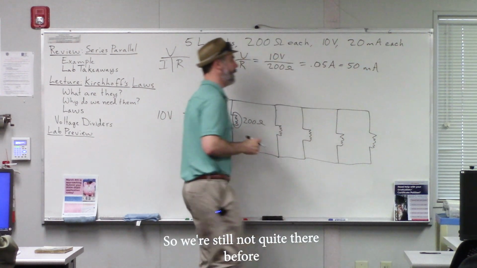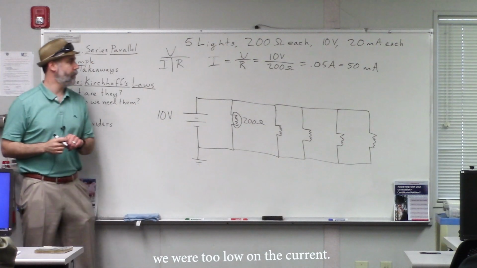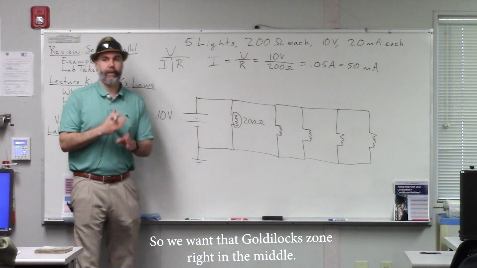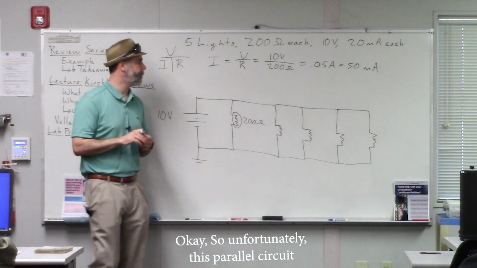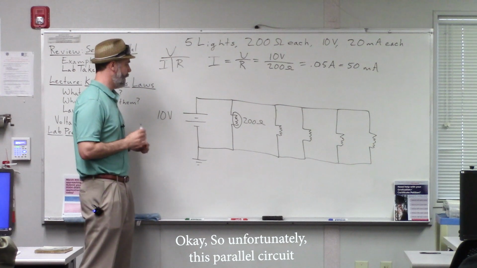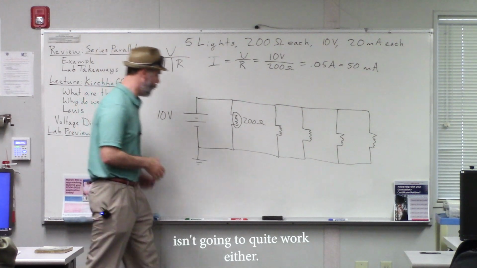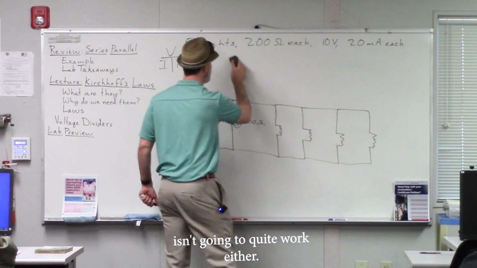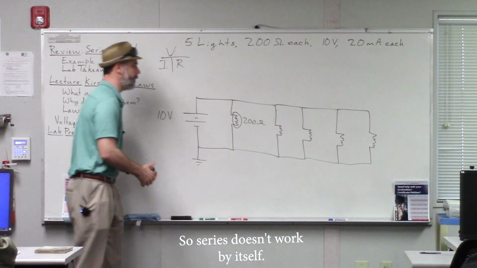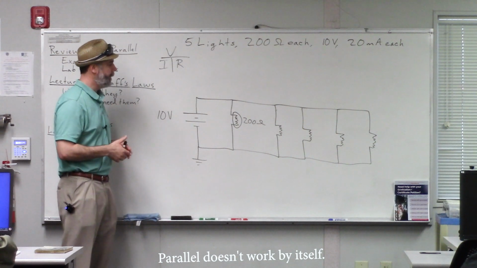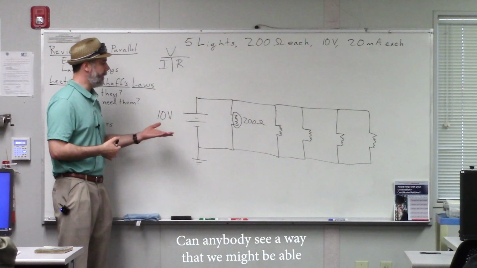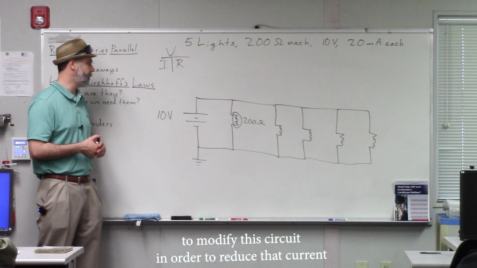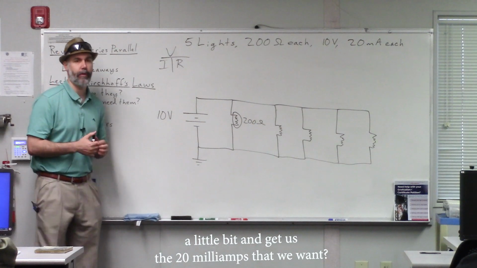So we're still not quite there. Before we were too low on the current, now we've got too much. We want that Goldilocks zone right in the middle, okay? So unfortunately, this parallel circuit isn't going to quite work either. Series doesn't work by itself. Parallel doesn't work by itself. Can anybody see a way that we might be able to modify this circuit in order to reduce that current a little bit and get us the 20 milliamps that we want?